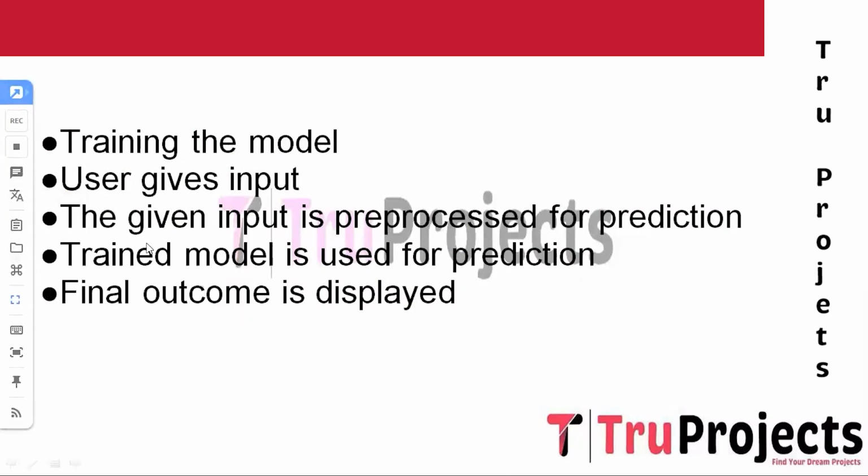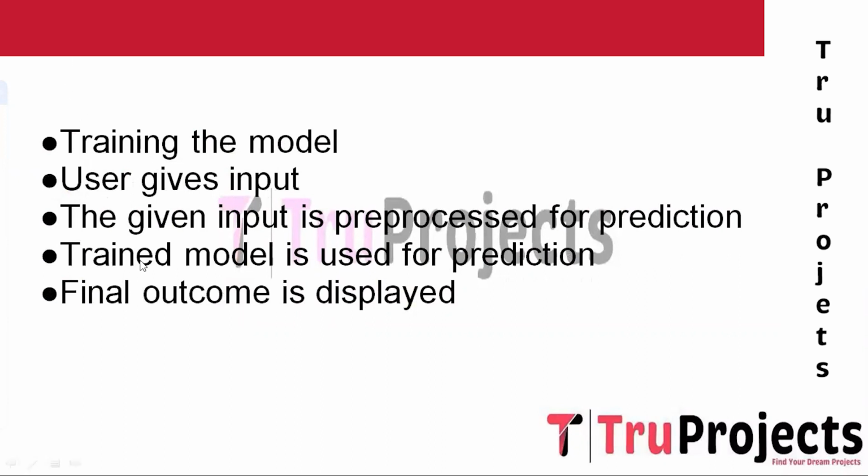And the ninth one is the given input is pre-processed for prediction. The user input data is pre-processed by the same steps used during the data processing phase. This ensures that the input data is in a consistent and suitable format for feeding into the trained machine learning model.